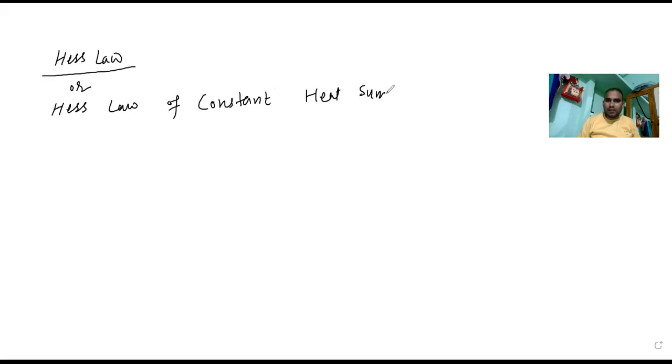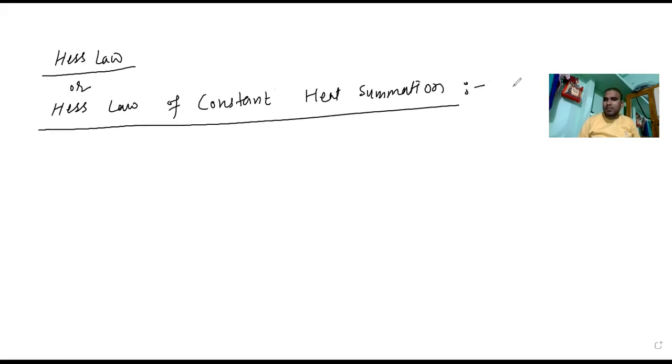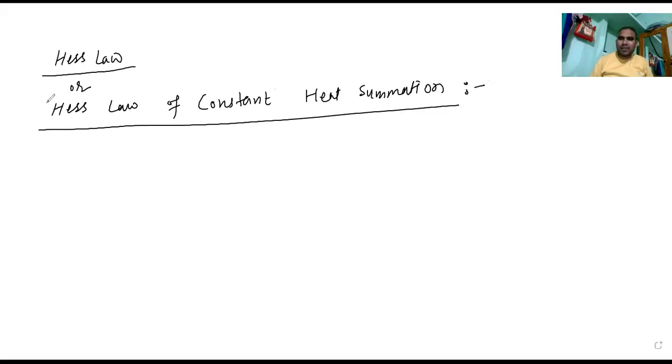This is the toughest topic. On the basis of this only, the tough questions are asked. There is no other topic in this chapter which can be as difficult as this. Every year a NEET problem comes on this topic. There is no year left in which they have not given a problem on Hess law, because Hess law is applied to so many things, not only one thing.